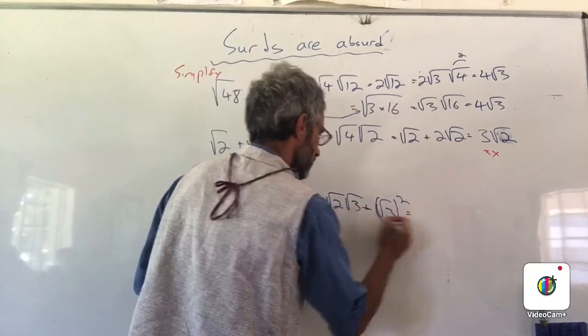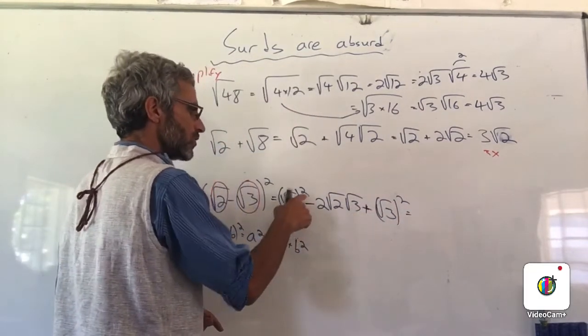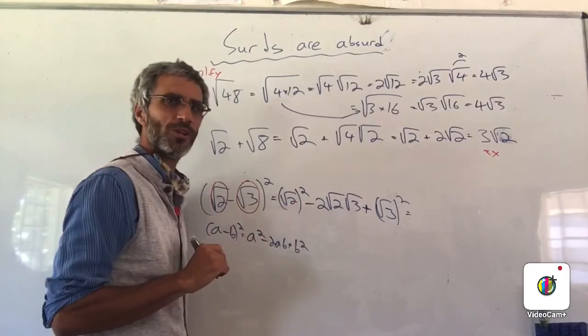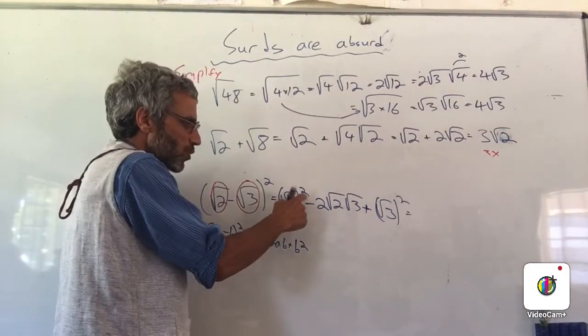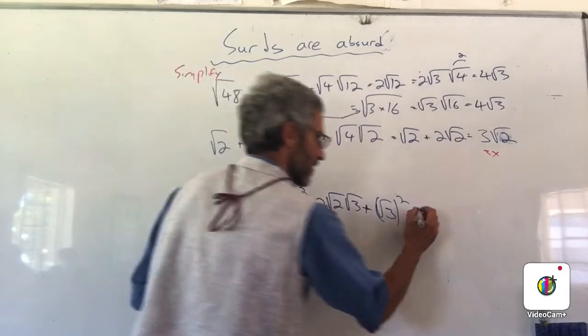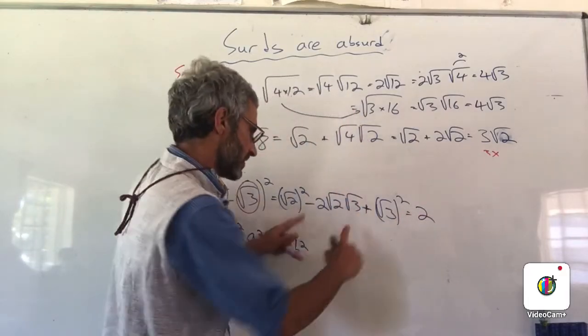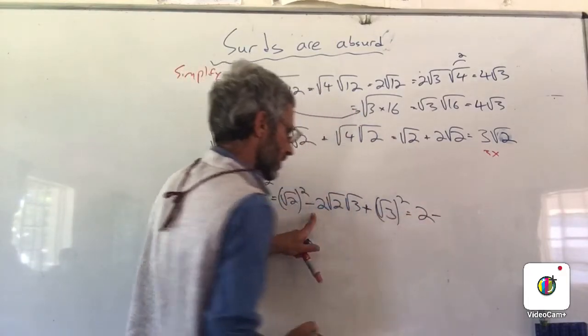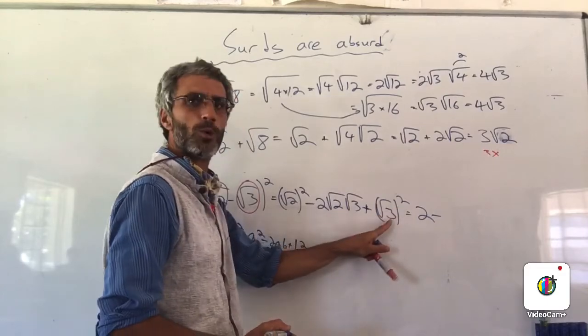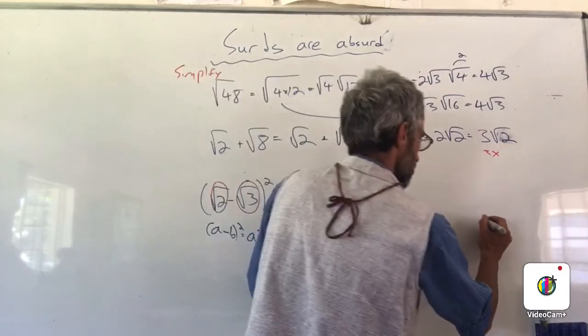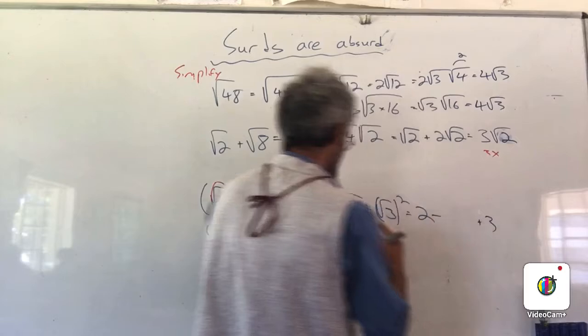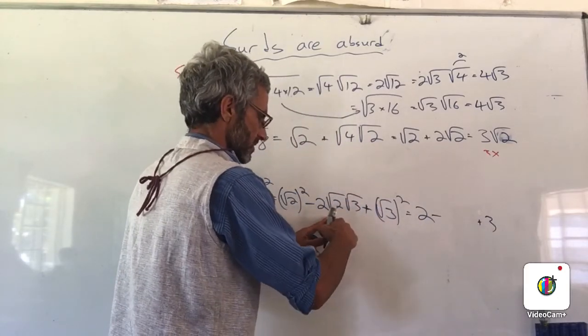Okay, let's start with this. What is the square of square root 2? We looked at these things. It's just 2. Square and square root cancel each other out, so we get a 2. Let's skip this one for a second. We'll come back to it. What is the square of square root 3? 3. So the only thing we need to think about is this.